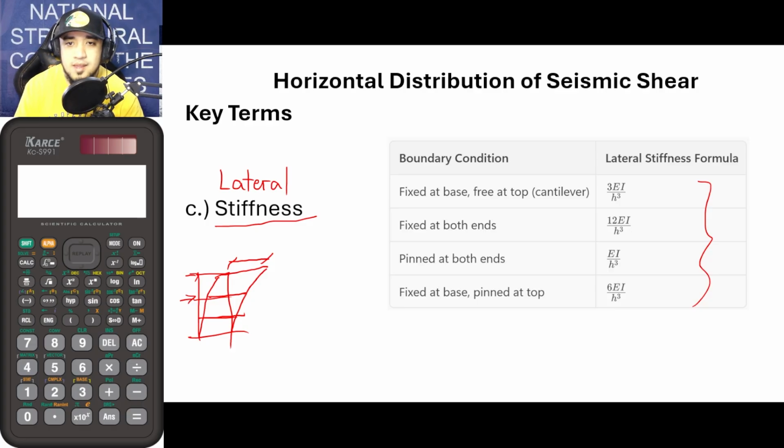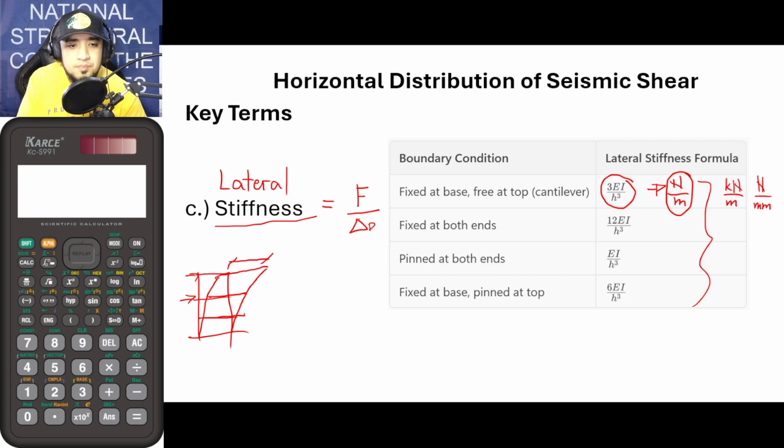And if you would be analyzing the units here, you would be resulting in a unit of Newton per meter, or let's say kilonewton per meter, or maybe Newton per millimeter. So from that, guys, when we say lateral stiffness, this is basically the force required for it to displace. Okay, so this is force per unit displacement. So in this unit here, Newton per meter.